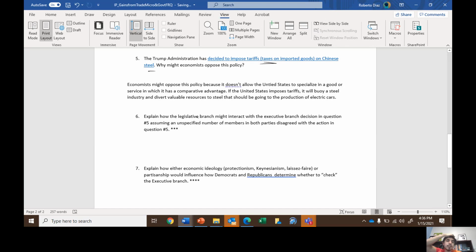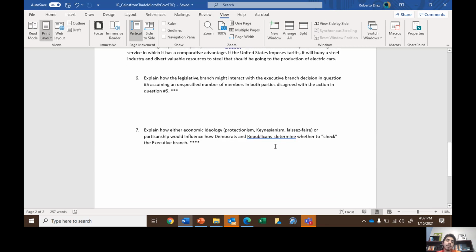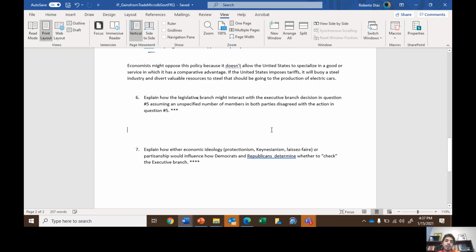Does that allow the United States to position itself really well in services, in which it has a comparative advantage? If the United States imposes tariffs, it will buoy a steel industry and divert valuable resources to steel that should be going to the production of electric cars. Explain how the legislative branch might interact with the executive branch decision in question number 5, assuming a specified number of members in both parties disagree with the action in question number 5.